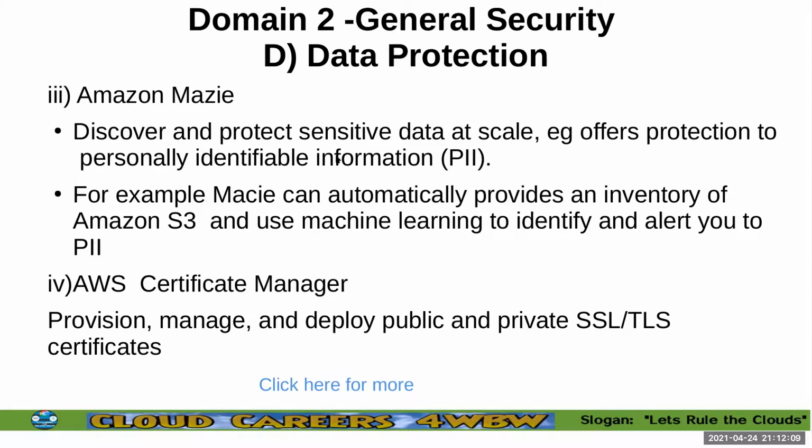Most of the time, the questions we have seen are trying to see if you understand what this is and what its key function is. At the foundation level, you should be able to know what a service is and what it does. That's very, very key. So Amazon Macie can automatically provide an inventory of Amazon S3 and use machine learning to identify and alert you to PII.